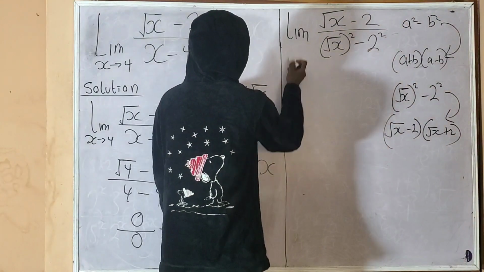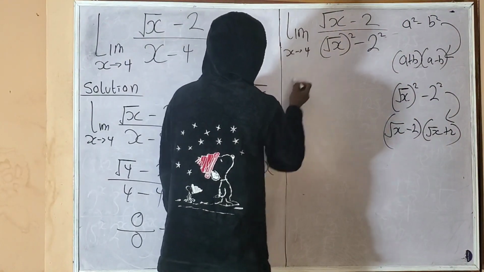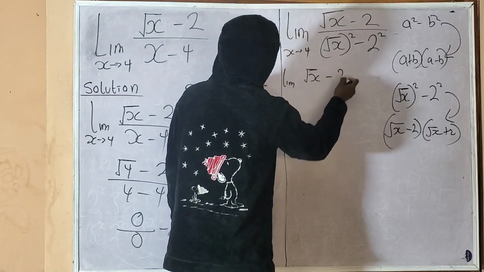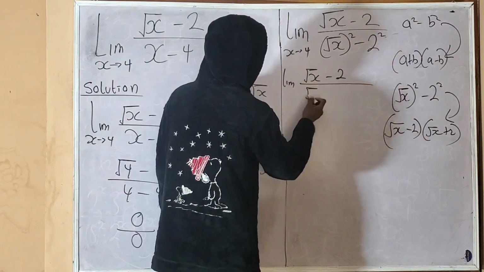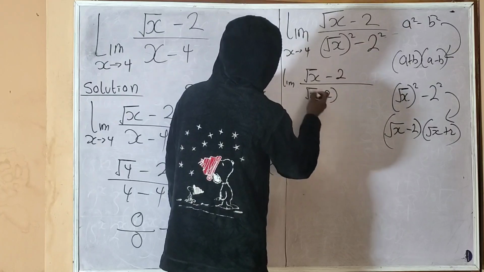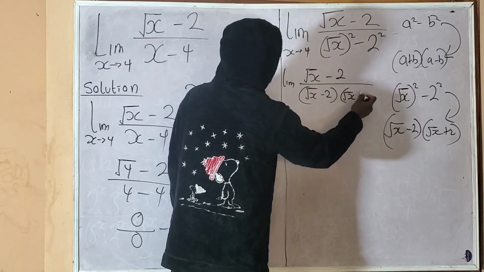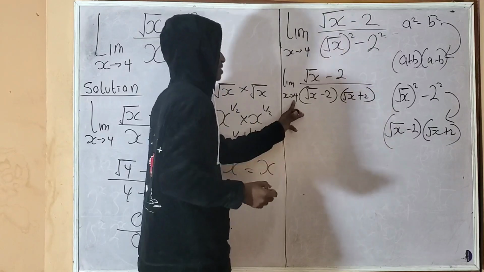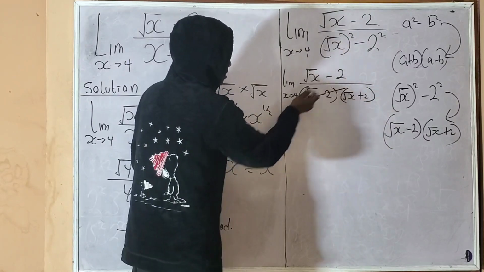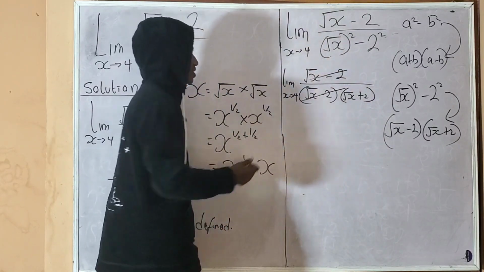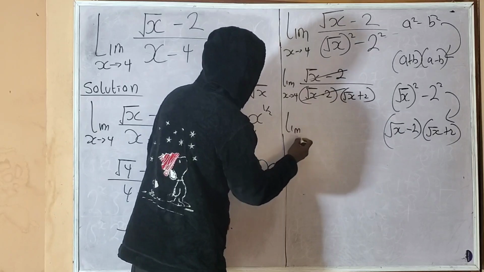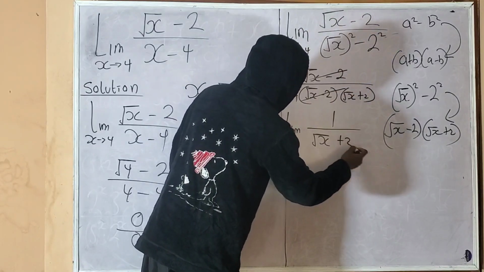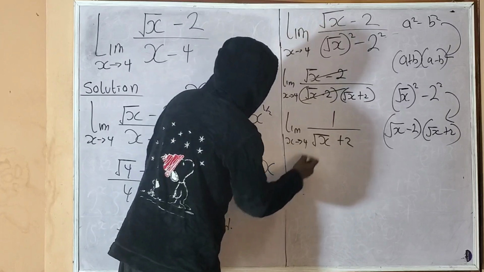I'm going to have the limit of root of x minus 2 divided by root of x minus 2 multiplied by root of x plus 2. Don't forget the limit as x tends to 4. This can eliminate this, right? So at the numerator, we are left with 1. So I'm going to have 1 divided by root of x plus 2 as x tends to 4.